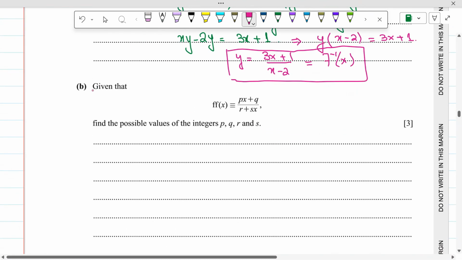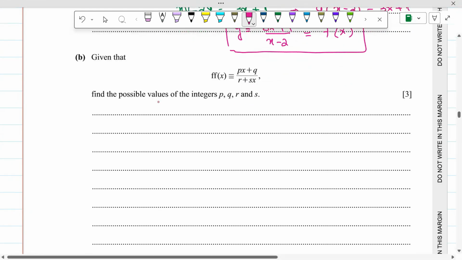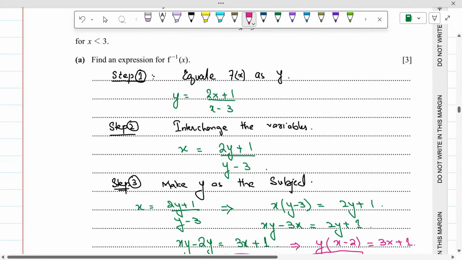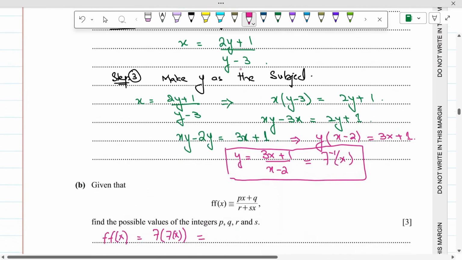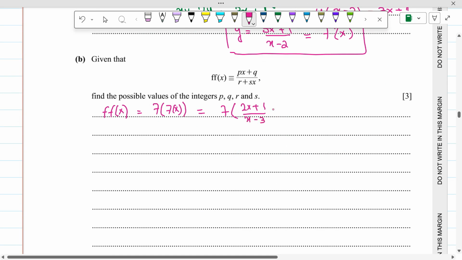Part B. Given that f of x is equal to (px plus q) over (r plus sx), find the possible values of integers p, q, r and s. So we need to find f of x, and we know that f of x is equal to (2x plus 1) over (x minus 3).